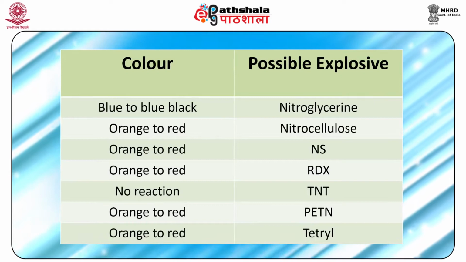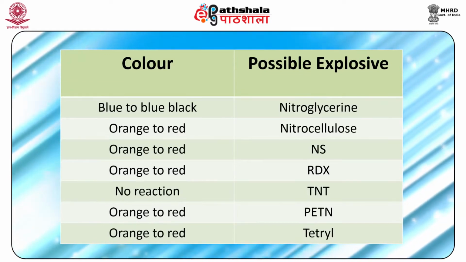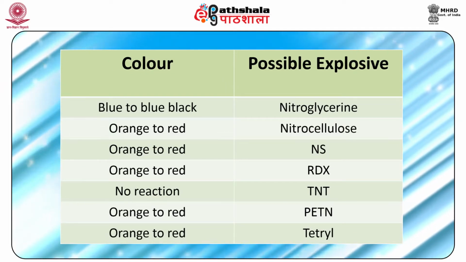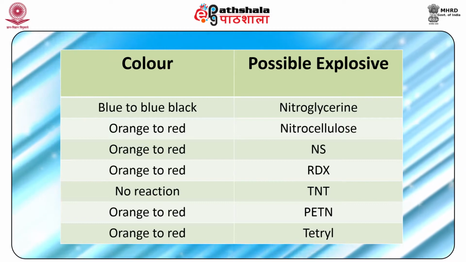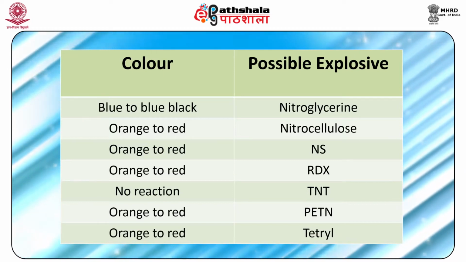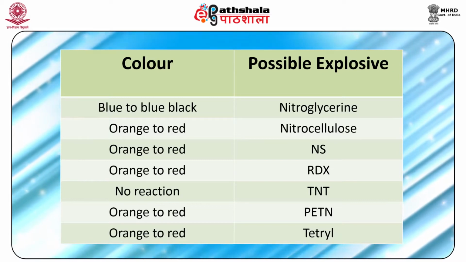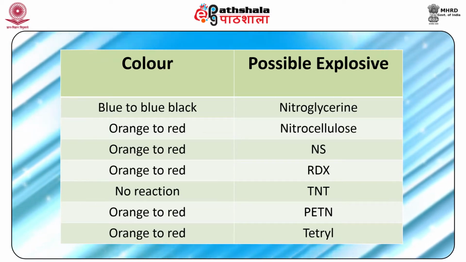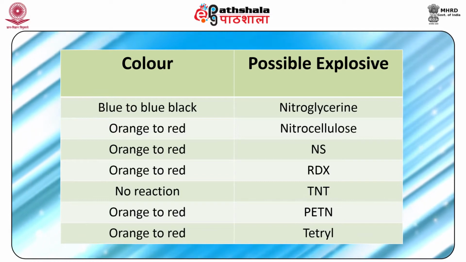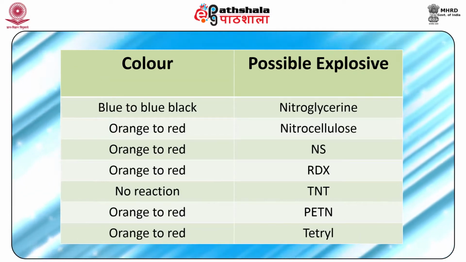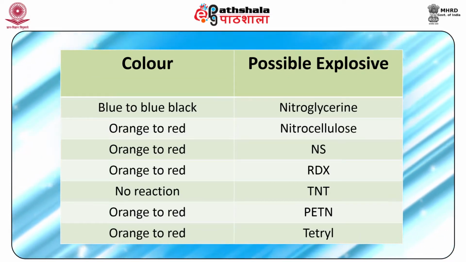And as you can see in this table here, if it is blue to blue black, then the possible explosive is nitroglycerin. If it is orange to red, it can be nitrocellulose, it can be NG, it can be RDX, it can be PETN, it can be tetryl. But TNT will give no color, that is, it will not react and it will remain colorless.